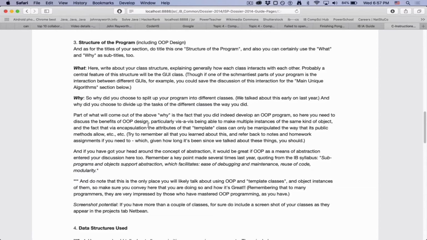And then get your head back into why we do object-oriented programming. Read through this. Take a look at some of the other kids' explanations. But this is you saying that for the structure of my program, I chose to use OOP. Well, of course you chose to do OOP because that was our option.